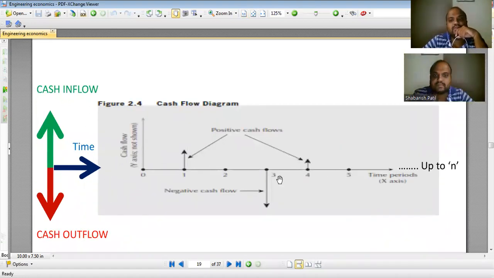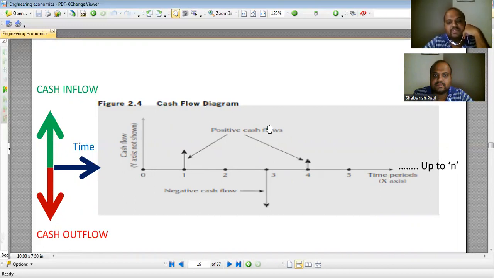Along the x-axis, we have the time intervals, in any units: a day, week, month, or year. So along the x-axis are the time periods, and along the y-axis we have the cash flow. The plus y-axis is always a cash inflow, and the minus y-axis is our cash outflow. So this is a typical cash flow diagram.